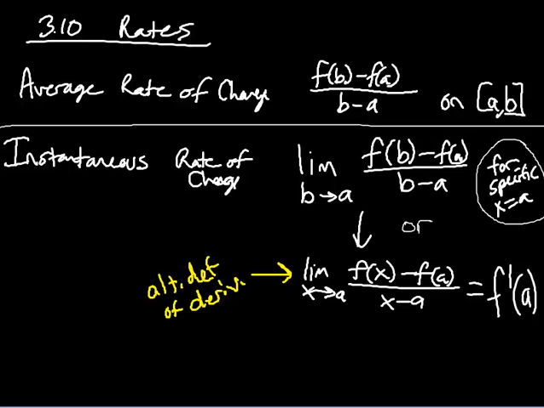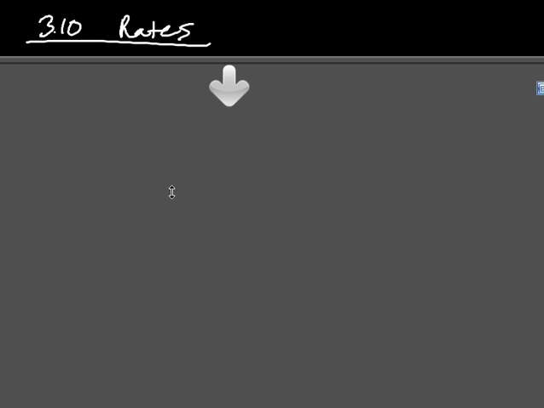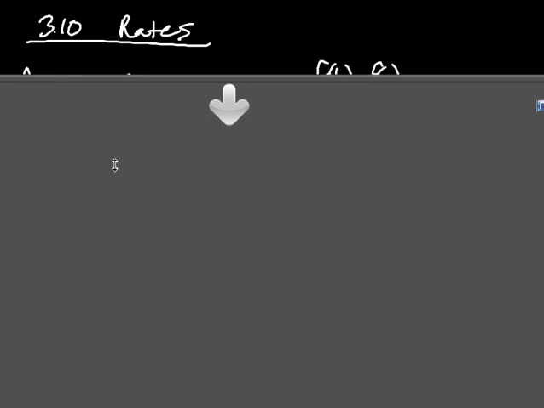Hey everybody, and welcome to section 3.10. We'll just abbreviate it as rates. The full aim says: find average and instantaneous rates of change. Understand the instantaneous rate of change is the limit of the average rate of change. Interpret the derivative as a rate of change in applications, including velocity, speed, and acceleration.